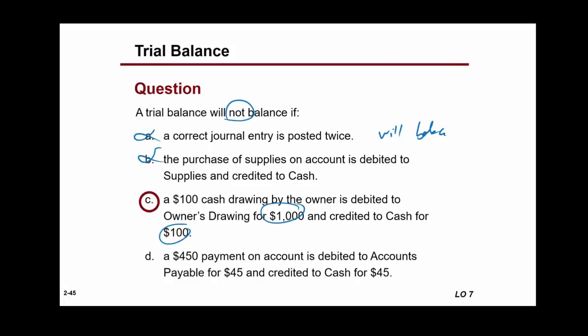A $450 payment on account is debited to accounts payable for $45 and credited for $45. In this case, you should not think about whether this is correct or not. What you're thinking about here is, will they be equal or not? You made the same mistake. Here, for example, you had 450, but you entered it as 45 on both sides. It was supposed to be 450, 450, but you entered it as 45, 45. So you made the same mistake on both sides. When you make the mistake on both sides, the trial balance will balance.